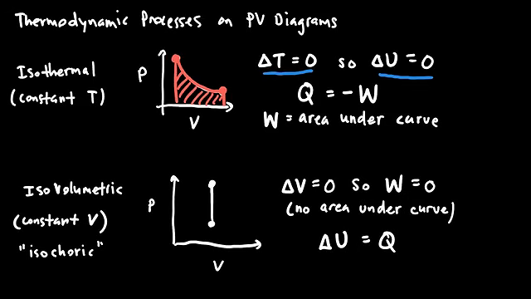The next process is an isovolumetric or isochoric, and I think isochoric is probably more popular than isovolumetric, a constant volume process, in which case we go from one pressure to another without changing volume. In this case, the volume is constant, which means that there's no work being done. And that's pretty evident because there's no area under this curve. It's just a vertical line, so there's no area underneath that.